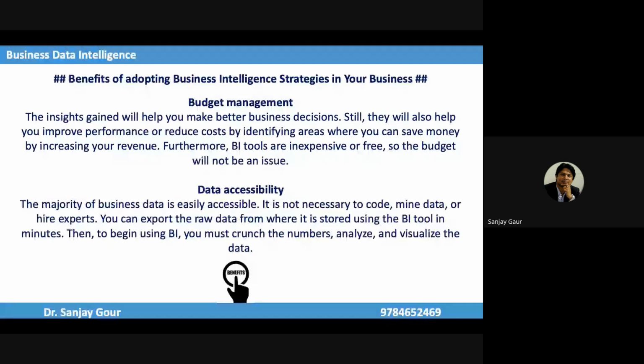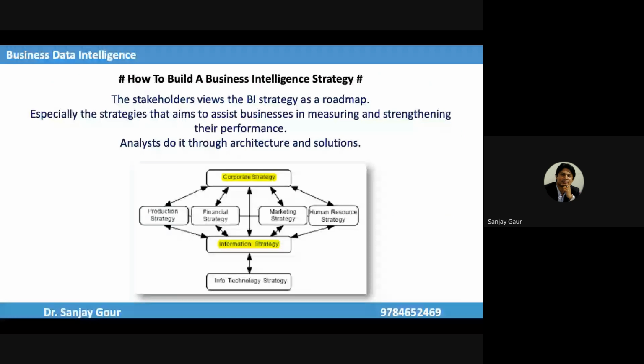Data accessibility. The majority of business data is easily accessible. It is not necessary to code, mine data, or hire an expert. You can export the raw data from where it is stored using a business intelligence tool in minutes. Then, to begin using business intelligence, you must crunch the numbers, analyze and visualize the data. So now the designing of the business and data accessibility are both simple possibilities with the help of data science and analytics. Now see how to build a business intelligence strategy.